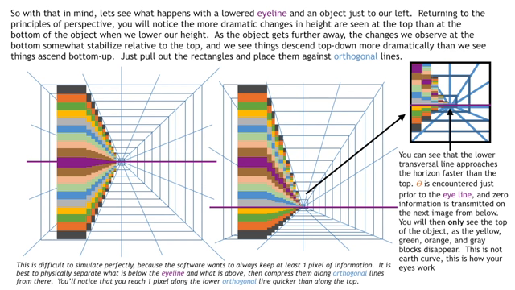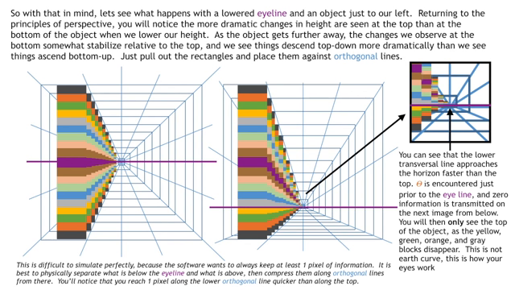Again, this is not the curvature phenomenon, a physical curvature phenomenon. This is how your eyes work. So one note also, this is difficult to simulate perfectly because the software wants to always keep at least 1 pixel when you start to shrink things down.